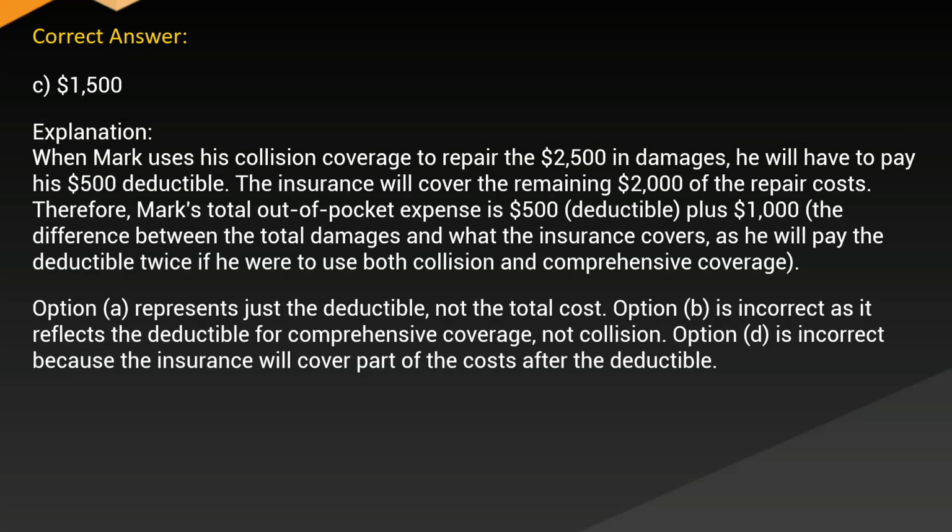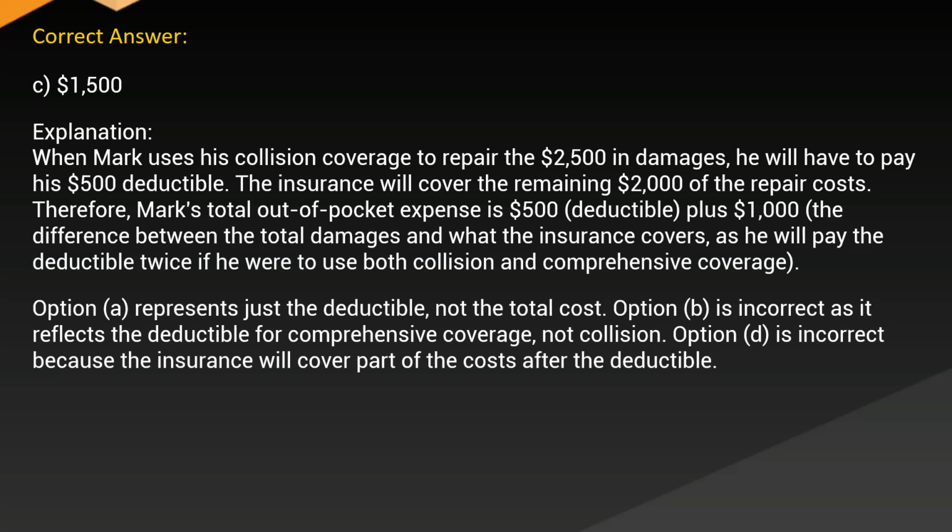Correct answer C. $1,500. Explanation: when Mark uses his collision coverage to repair the $2,500 in damages, he will have to pay his $500 deductible. The insurance will cover the remaining $2,000 of the repair costs. Therefore, Mark's total out-of-pocket expense is $500 deductible plus $1,000, the difference between the total damages and what the insurance covers, as he will pay the deductible twice if he were to use both collision and comprehensive coverage.